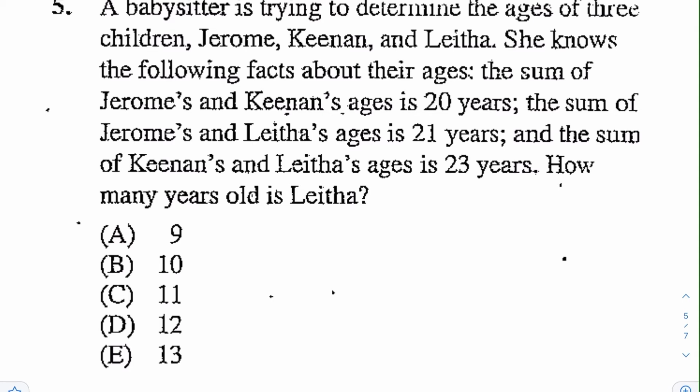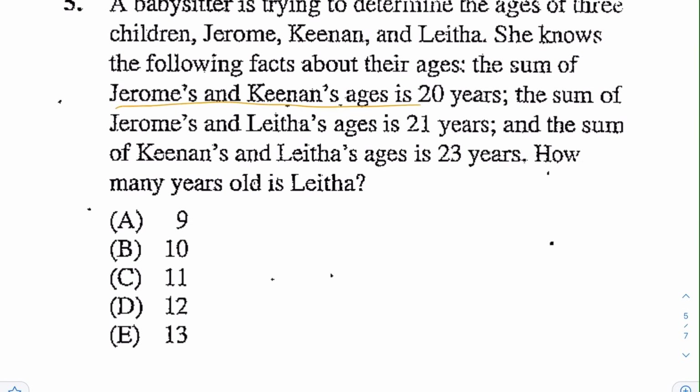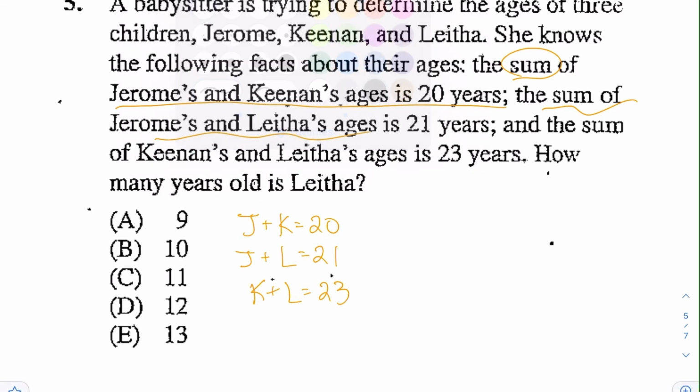All right, so you have a couple of equations here to set up, the sentences with the word sum. J plus K is equal to 20. And then J plus L is equal to 21. And then K plus L is equal to 23. So we have these 3 equations. You can try to solve for some of these variables by doing the elimination method. One thing that you can also do is to add everything up.